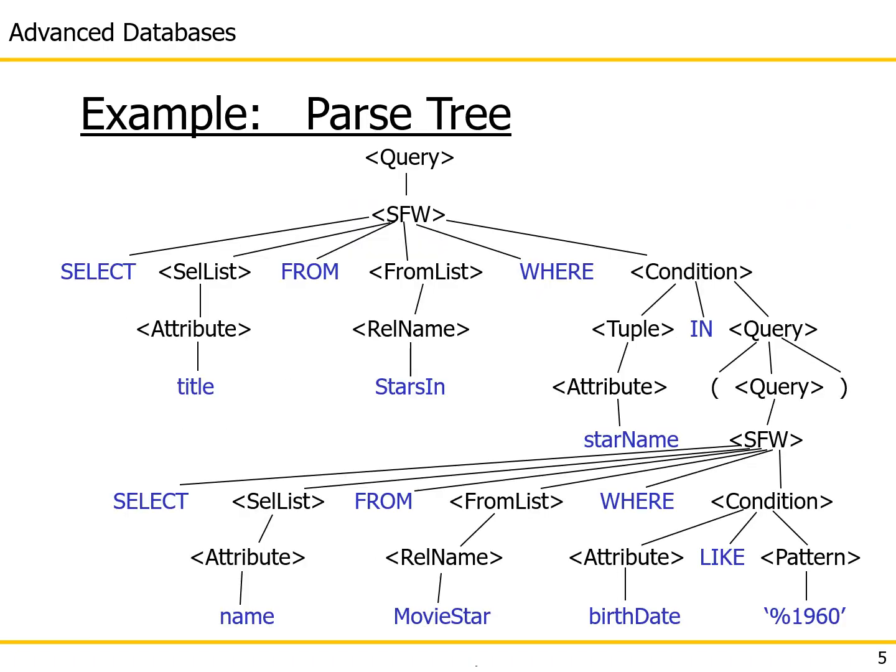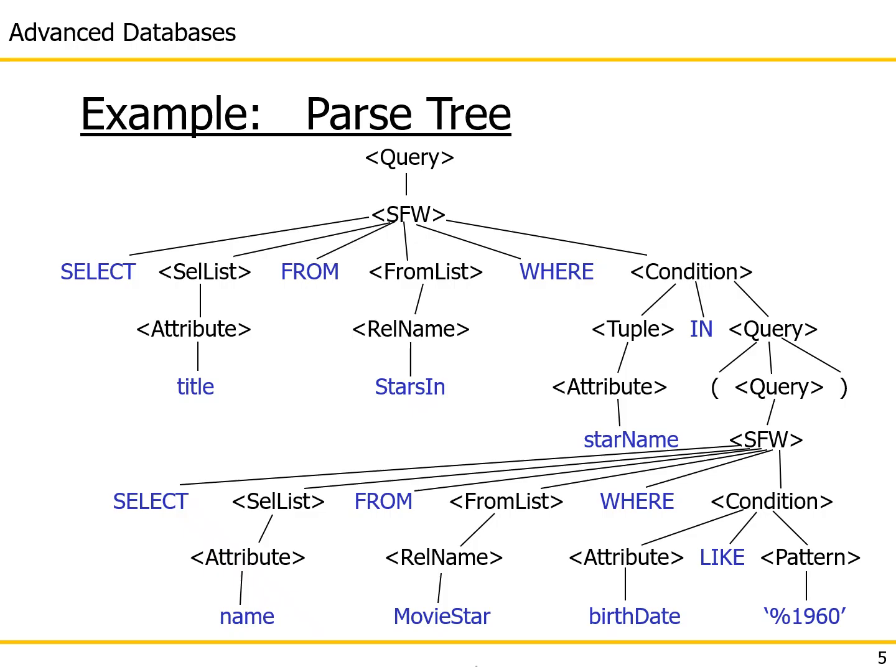So this will be processed by a SQL parser, and the output from the SQL parser is what we call a parse tree. This applies to all programming languages, as I've mentioned before. What you see in the leaves of the parse tree are actually the program you've written, or the statement that you've written, which is highlighted in blue here. And what you see above the leaf is some intermediate nodes that have meta information about what's the leaf. So the title, it's actually an attribute, which is part of a selection list. Okay, the stars in is a relation name, which belongs to the from list.